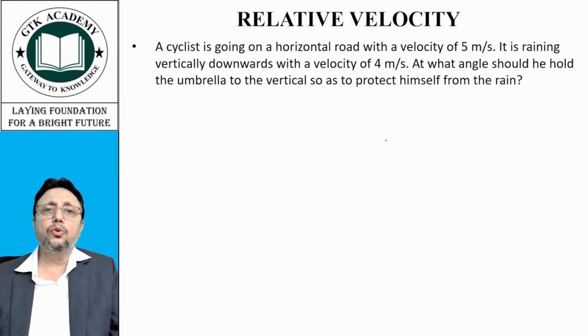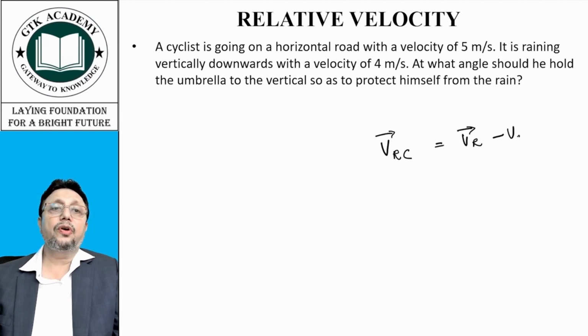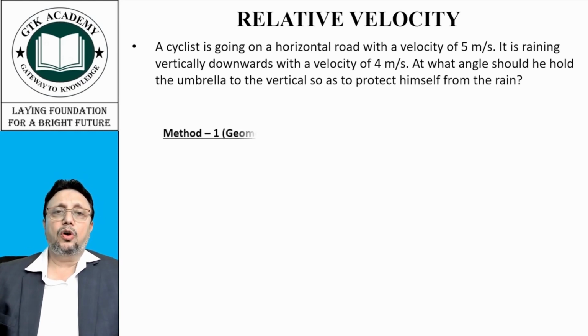So what we have to do, we have to calculate velocity of rain with respect to cyclist. That will be velocity of rain minus velocity of cyclist. And we will get the direction of velocity of rain relative to cyclist. And this is the direction in which the cyclist has to hold his umbrella so as to protect himself from rain. Just see how we solve it.